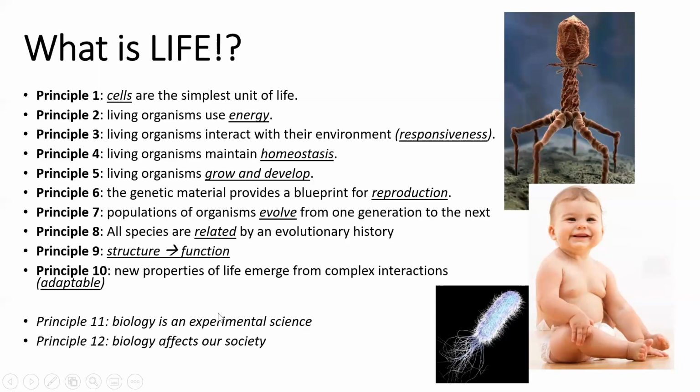11 and 12 are basically principles that were seen after much observation, because you're going to see that biology, like all the sciences, is based on observation. So the fact that biology is an experimental science, and that biology actually affects our society. So let's go through these characteristics or principles one by one.